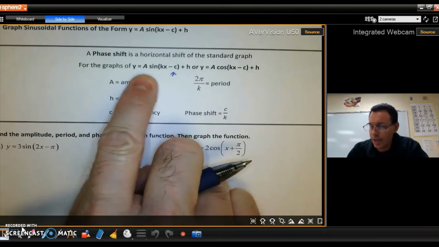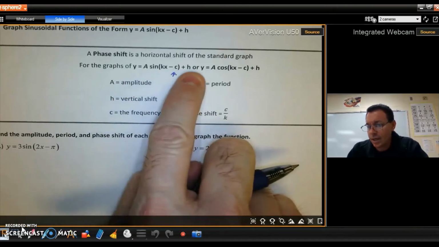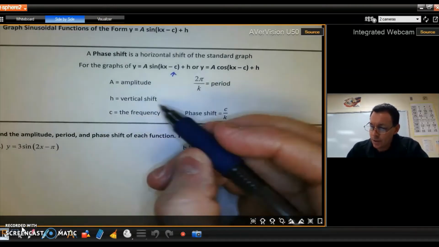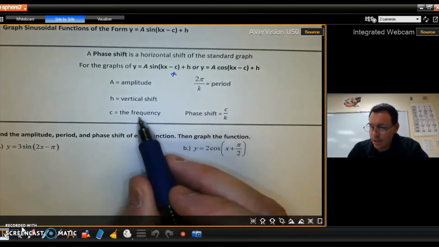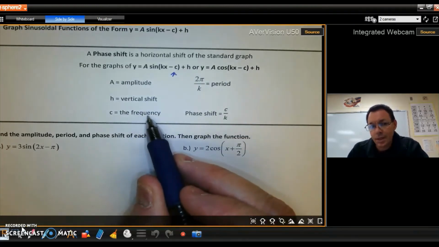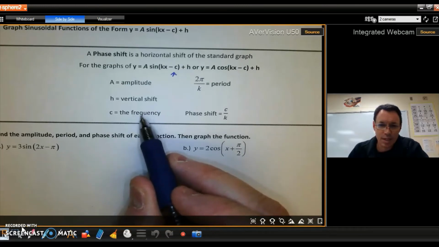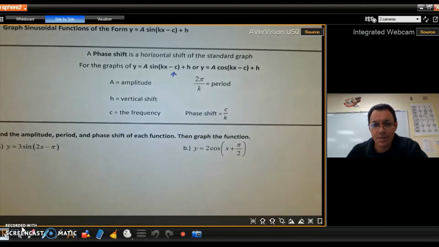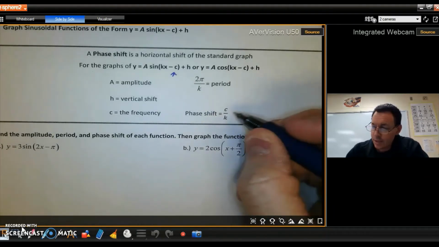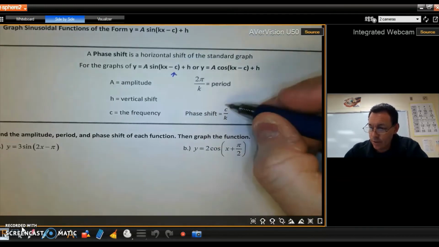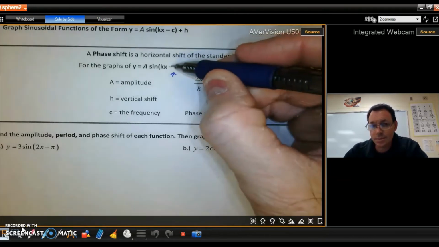So we already know the a, we already know the k, we already know the h, so those are not going to change. This c is called the frequency. That's not something we're going to talk a whole lot about. What you need to know is how to find the phase shift. So the phase shift is a formula. It's the c value. Now notice there's no minus here. That minus is part of the equation.